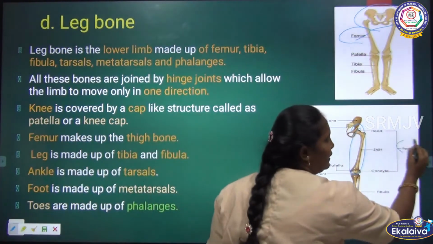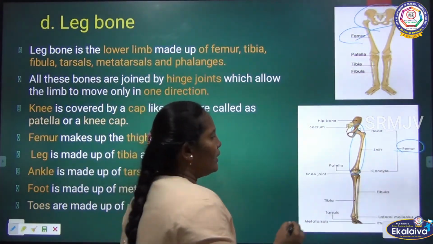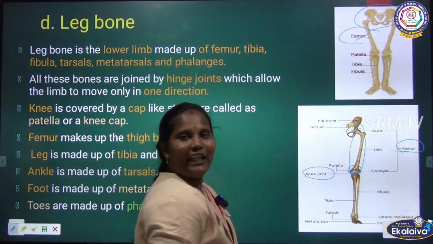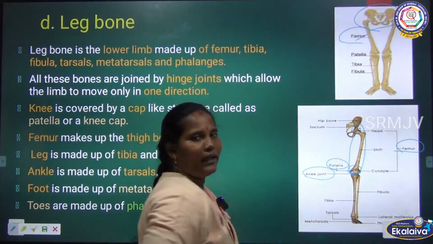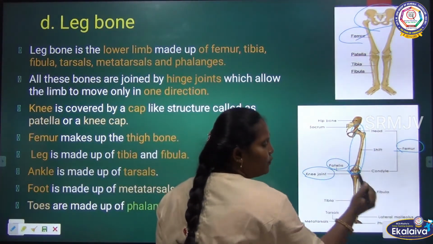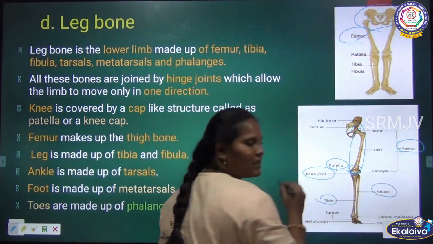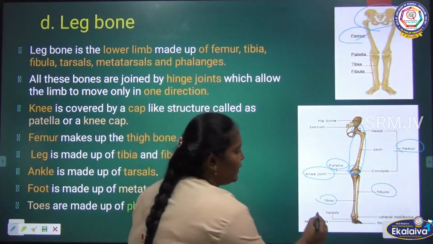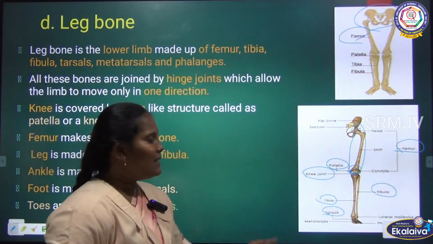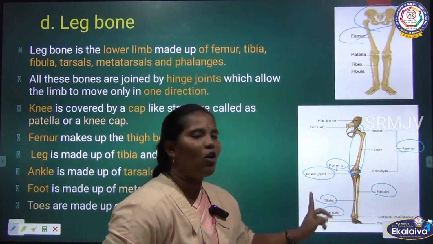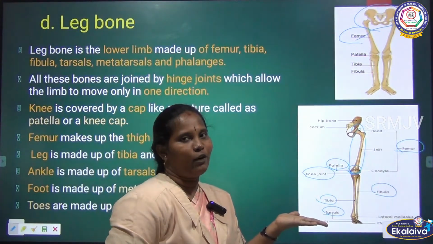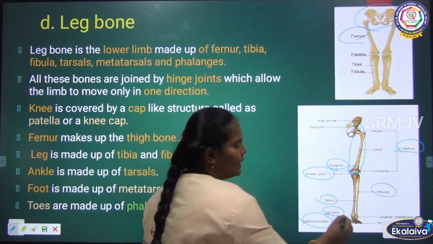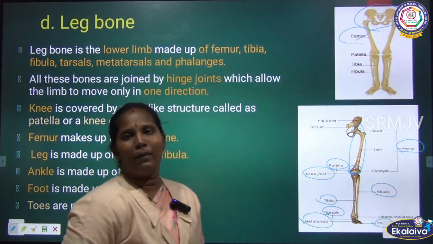It is called the femur. Thigh bone is called the femur. And then our limb is made with the knee joint. Knee joint is called the patella. Clear? After that, our lower limb is made up of two bones. One is the tibia and another one is the fibula. So, two bones are there in the leg. After that, our ankle is there. This ankle is made up of small bones called the tarsals. After that, our foot is there. This foot is made up of metatarsal small bones. Toes are called the phalanges. Toes are made up of phalanges.